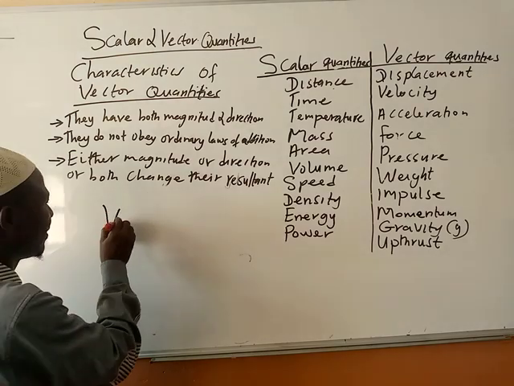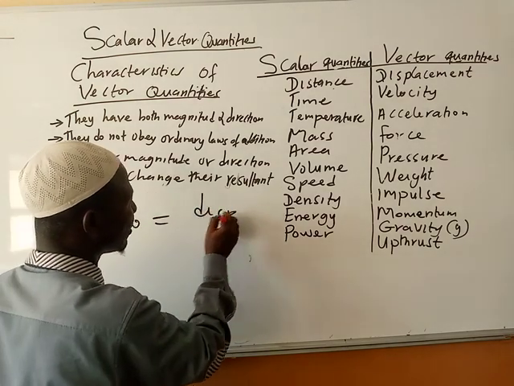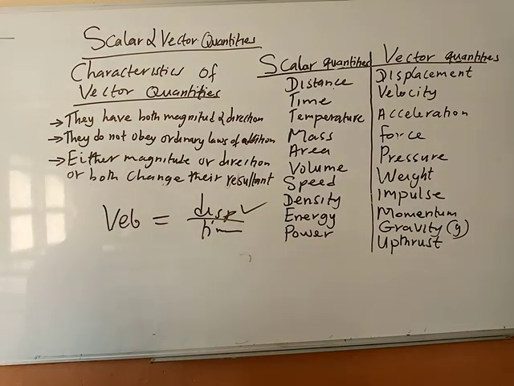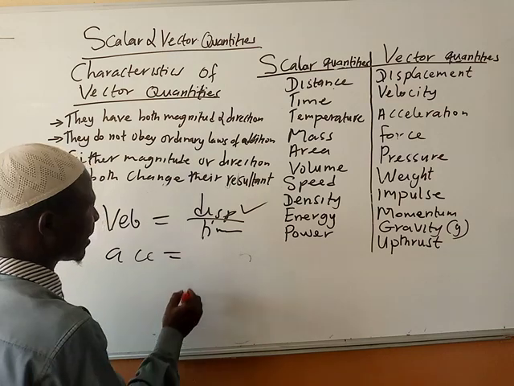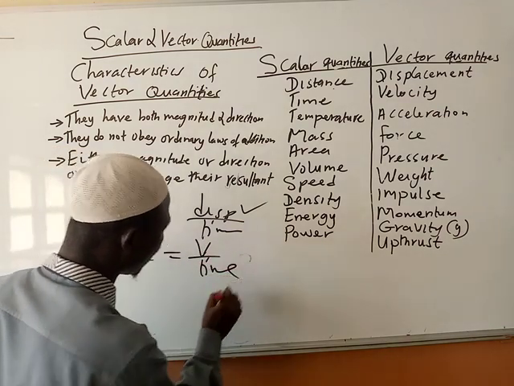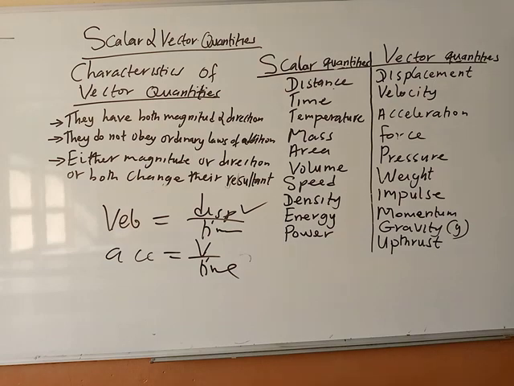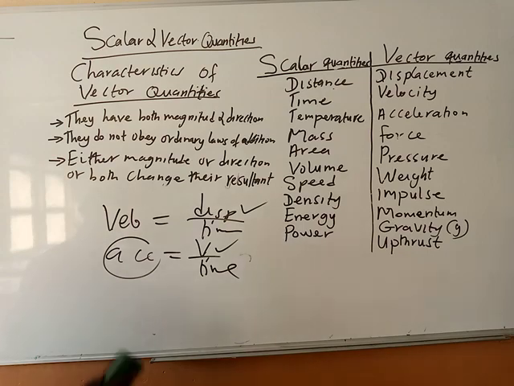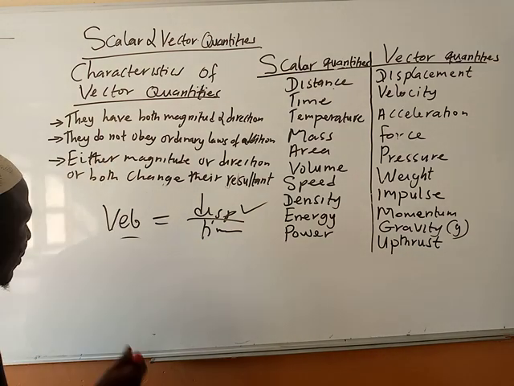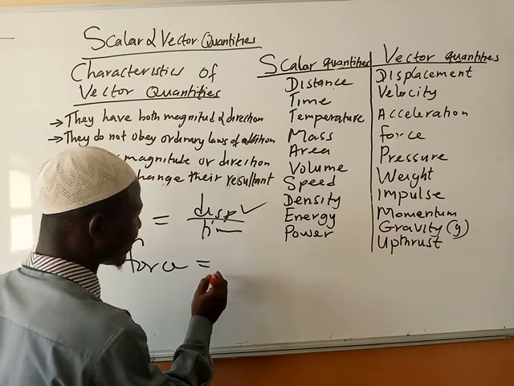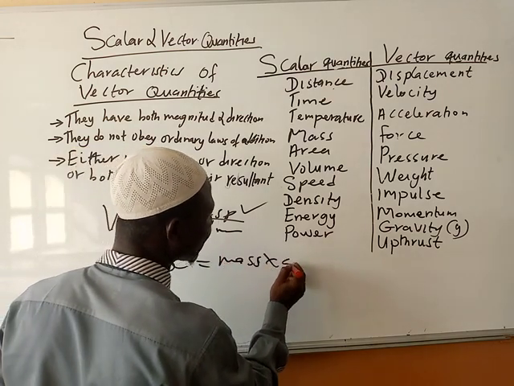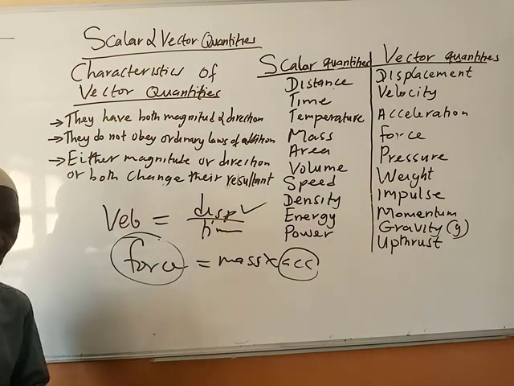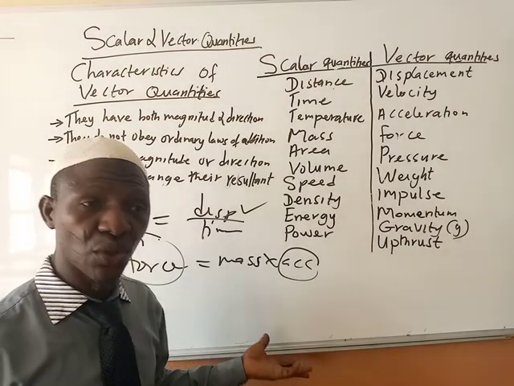But let's take that of velocity. Velocity is displacement over time. This displacement is vector, so this one becomes vector. Look at acceleration. Acceleration is velocity over time. Velocity is vector quantity, so this one is also vector quantity. Another one is force. Force is mass times acceleration. Acceleration is a vector, so therefore force becomes vector.